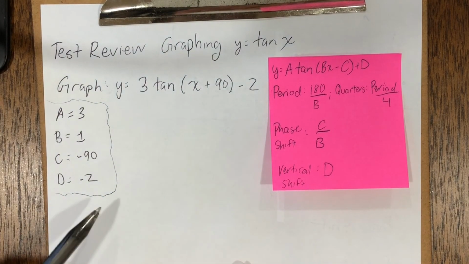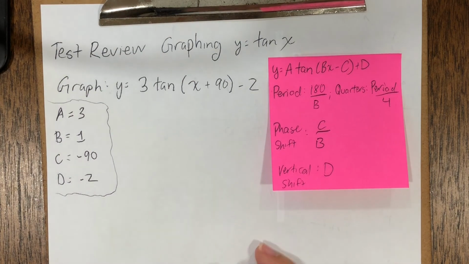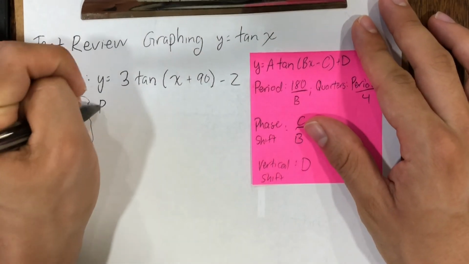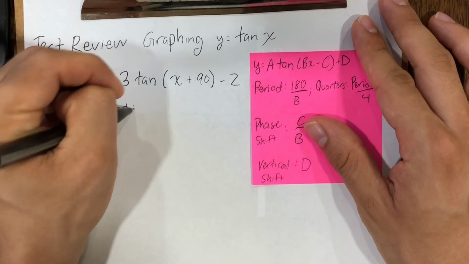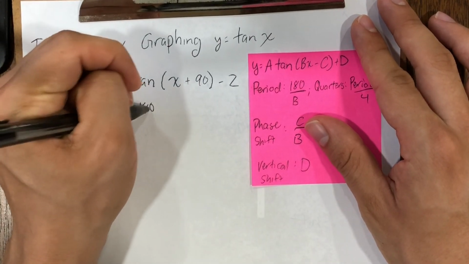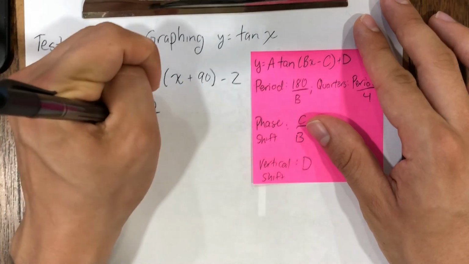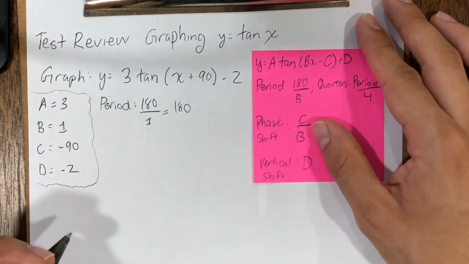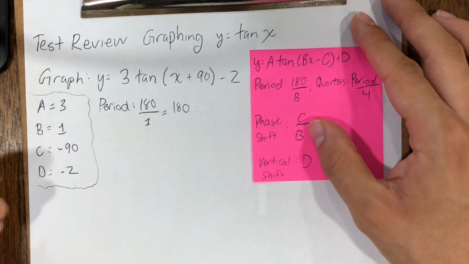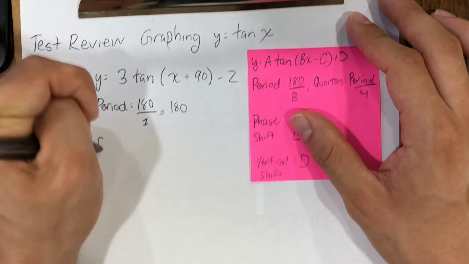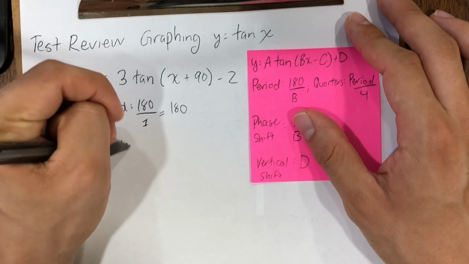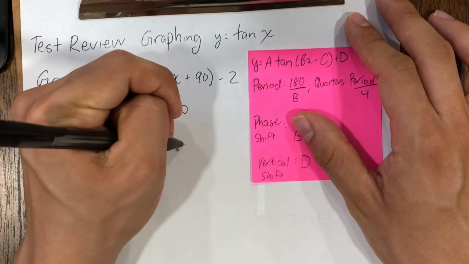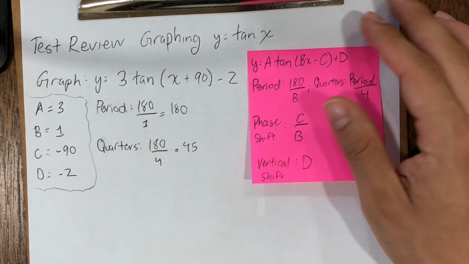Now I'm going to find all of these 4 pieces of information, starting off with the period. With the period, I'm going to take 180, divide that by B, which is 1, and I still get 180. Now to get the quarters, meaning how we get from one x to the next, I'm going to take the period, which is 180, divide that by 4, and I should get 45 degrees.